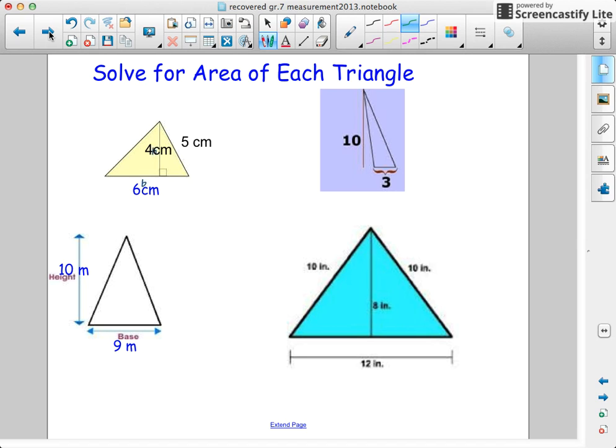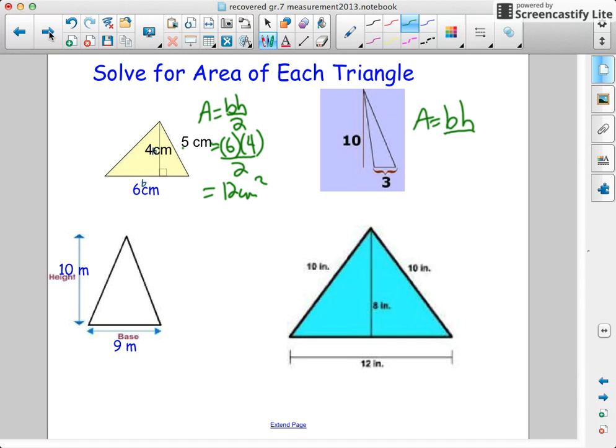Okay, so I'm going to write my formula for each one. Base times height divided by 2. My base in this one is 6. My height is 4. This 5 is not needed information. Divided by 2, what I'm going to get is 12 centimeters squared.